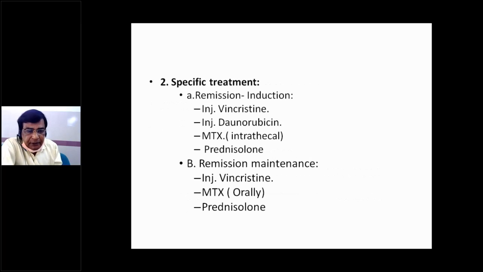And specific therapy is given in three stages. Stage 1 is remission induction, and it is treated by injection vincristine, injection doxorubicin, and intrathecal methotrexate. Intrathecal methotrexate means injection methotrexate given through the subarachnoid space, like spinal anesthesia, and prednisolone. These 4 drugs are given in remission induction.